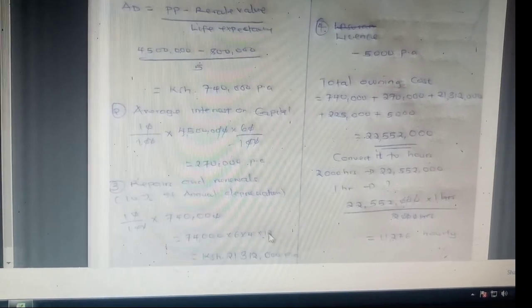Then after that, you get the total running and owning cost per hour. You take the value of your owning cost, which was 11,276, and the total operating cost, which was 3,650. Then you get the total, which will be 14,926.00 cents. Then after that, you add profit and overheads, which is 25%. So you take 25 over 100 of that value, which is 3,731.50 cents.